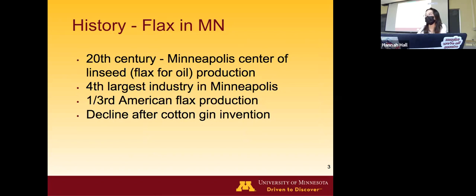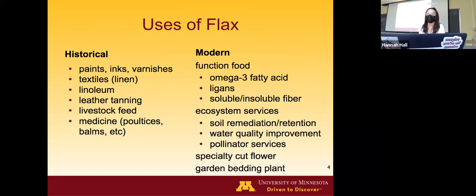So some uses of flax. Historically, flax was used in paints, inks, and varnishes because it was considered a drying oil. And then the fiber, it was used in textiles, specifically for things like linen. And it was also used in linoleum floors, leather tanning, livestock feed, and various different types of medicines. So nowadays, we actually use flax differently. It's considered a functional food due to its high omega-3 fatty acid content, the lignans in the oil, and then also the soluble and insoluble fiber.